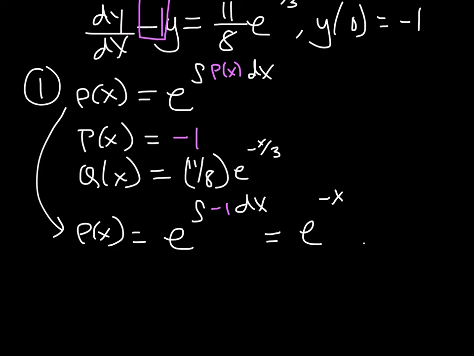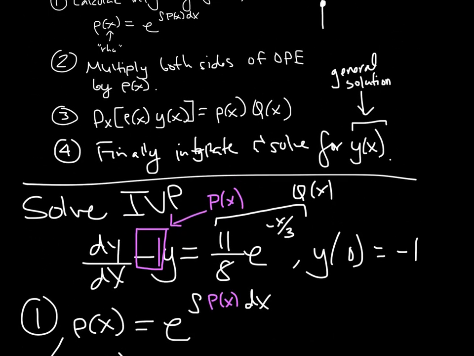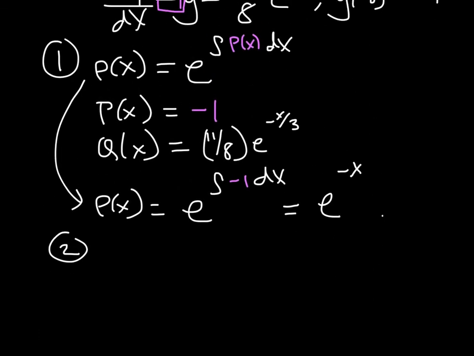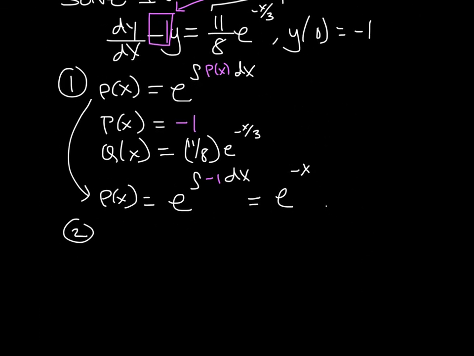So that is our integrating factor, and the next step, according to our method here, is to multiply both sides of our original differential equation by our integrating factor. So I have, let's get a different color here. Let's do yellow.